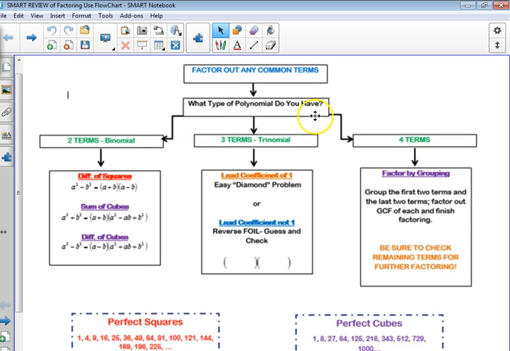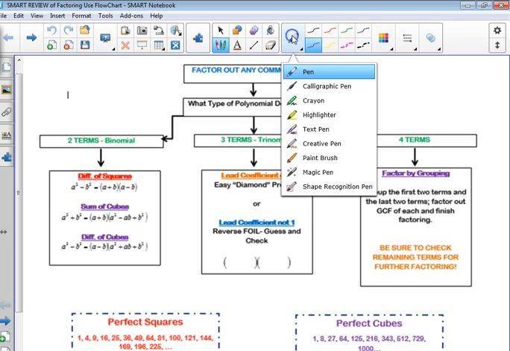It says, what kind of polynomial do you have if it has two terms? Remember, you can factor the sum, the difference of two perfect squares, or you can factor the sum and difference of cubes. We probably need to do an example of cubes. If you have three terms, first of all, remember to always look for pulling out a common factor. That started way back up here, right? Pull out a common factor.